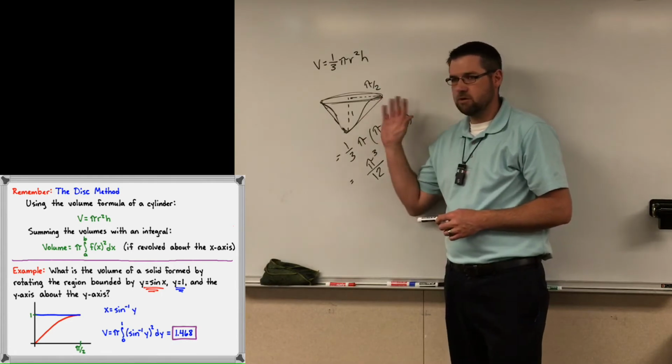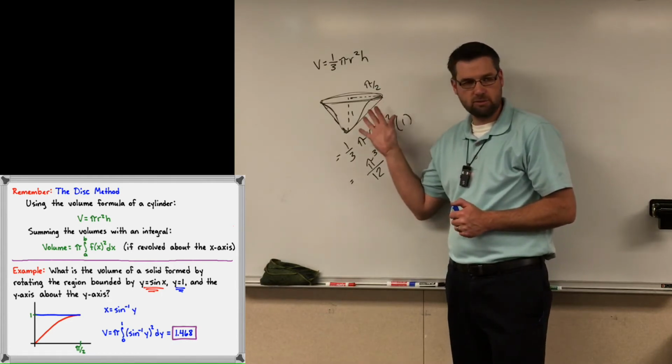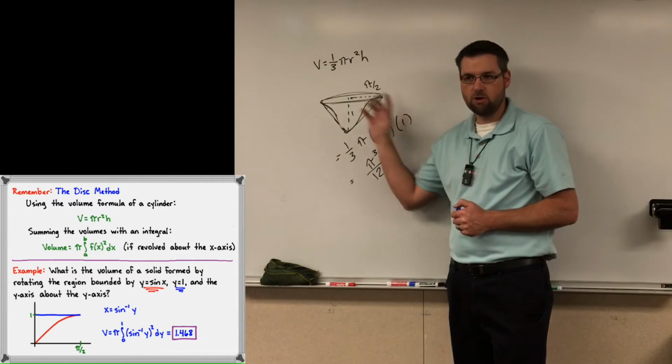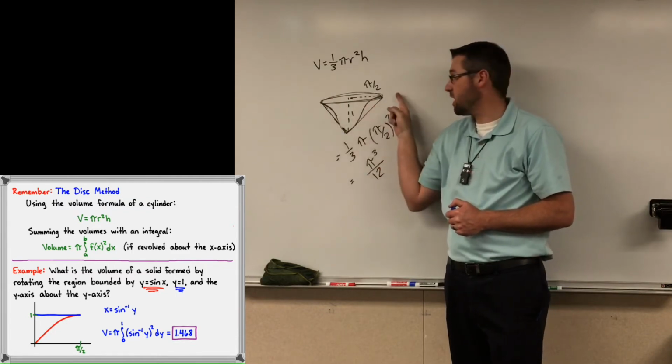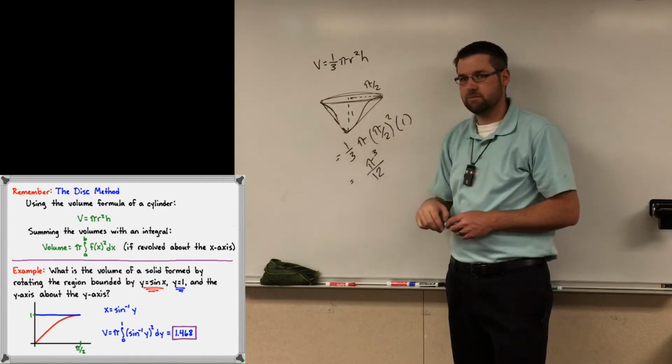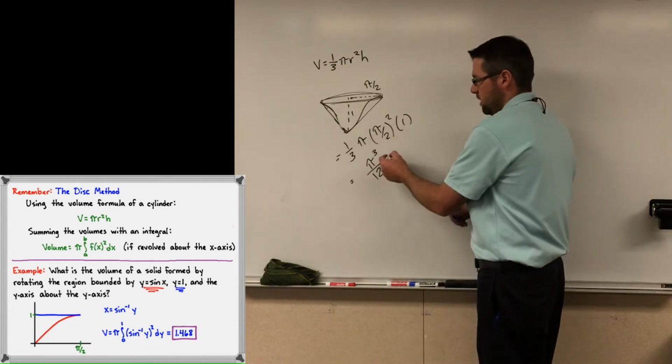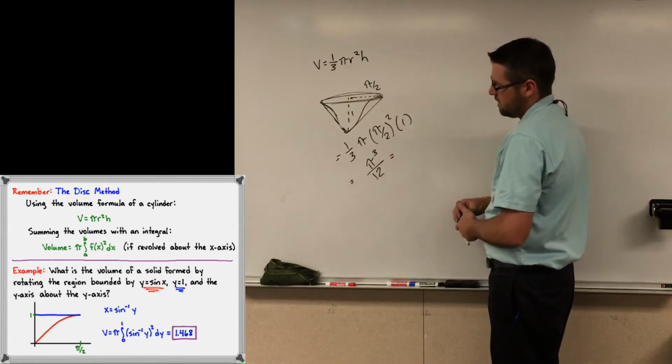Again, this is not calculus. This is just geometry. And I'm showing you how the volume of that is going to be smaller than this because we cut out a piece. 2.5... what? 2.58386. That can't happen.